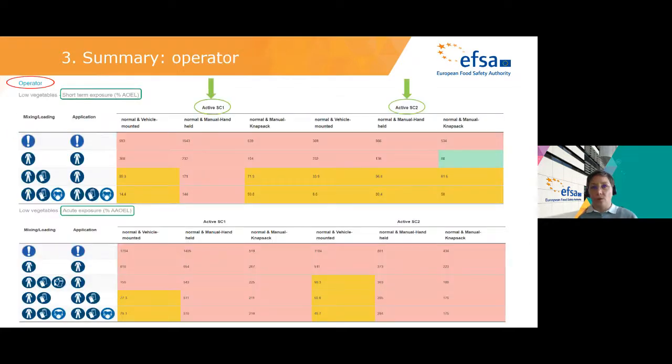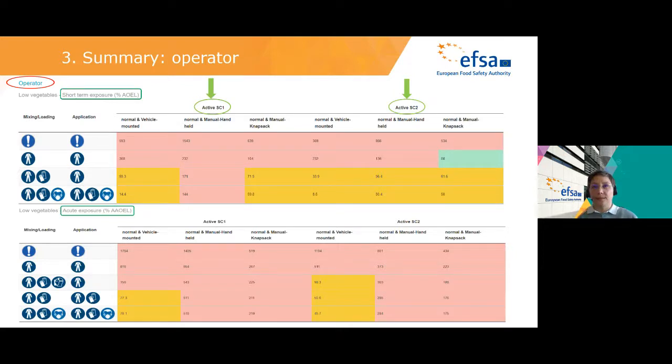Or if you just scroll down, you will see all the results. For the operator, they will be shown as short-term exposure first, % of AOEL, and then acute exposure, % of AAOEL. You will have the results for all active substances that you have entered in the product. Here we had 2, the active substance 1 and active substance 2.